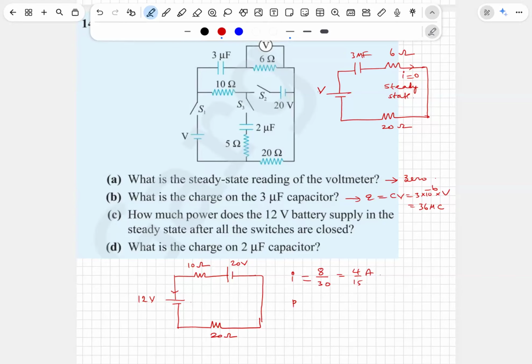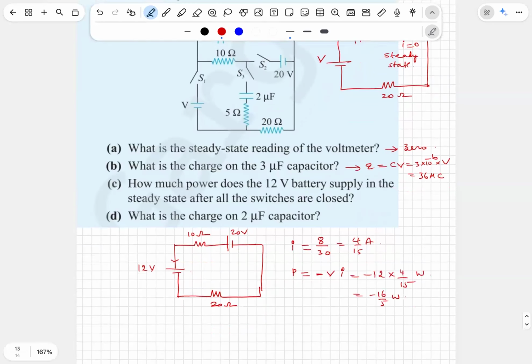Which number? Minus 16 by 5, minus 3.2 watt. In fact, the battery is not delivering anything. The battery is absorbing. Right. What is the charge on the 2 microfarad capacitor?